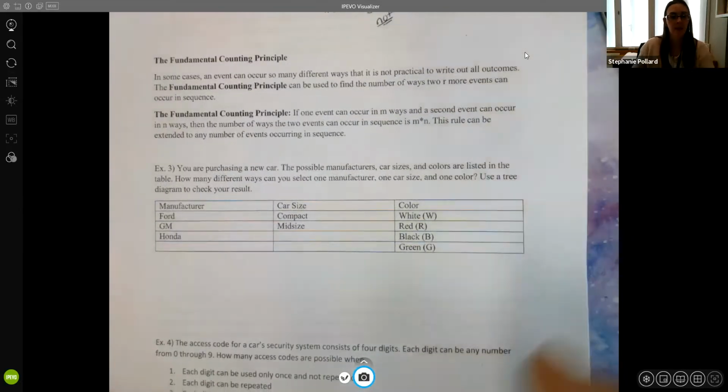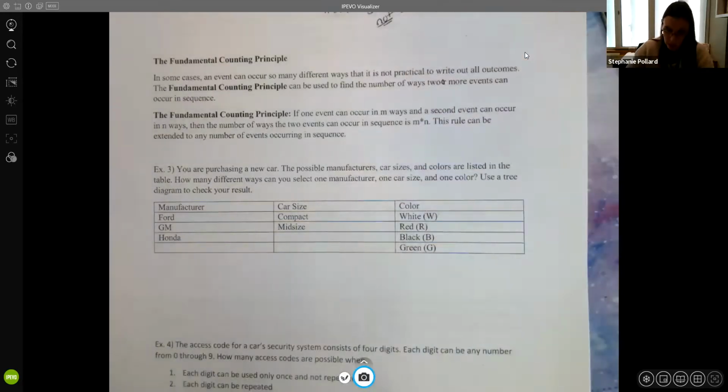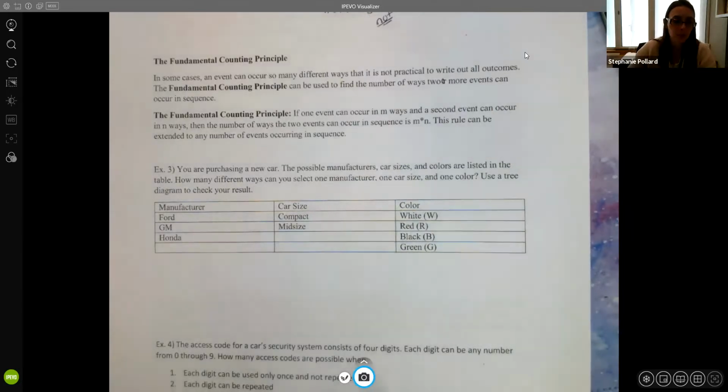Now, in some cases, an event can occur so many different ways that it may not be practical to write out all outcomes or to make a tree diagram. It could just be too much. So we have what's called the fundamental counting principle that can be used to find the number of ways two or more events can occur in sequence. So in sequence meaning like in order.